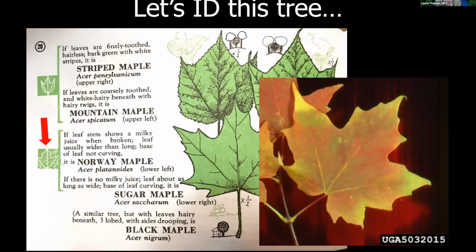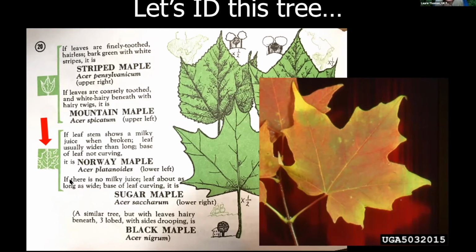Well, it looks like we might have an answer here. So at that bottom bracket, we've got two options. It asks us if the leaf stem shows a milky juice when broken. This is where it's good to be in person, but the leaf is usually wider than long, and the base of the leaf is not curving. The base of our leaf looks like it's curving. And I'll tell you this, if I broke this off, there would be no milky juice.